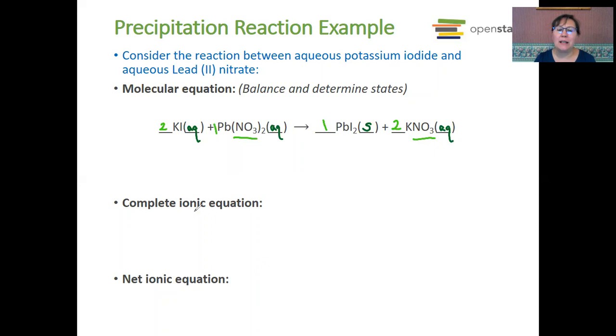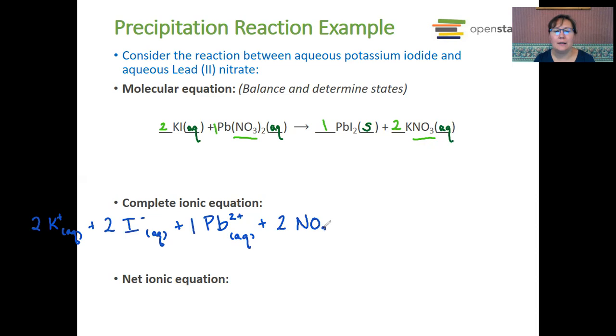Now let's come up with a complete ionic equation. So I have my potassium iodide and I have 2 of them. So I'll start with that becomes 2 K+ aqueous plus 2 iodide aqueous plus 1 Pb. Now see how it's Pb(NO3)2. That's how I know that it's lead 2+ aqueous. But there's 2 here, so that means I have 2 nitrate ions, and those are aqueous as well.